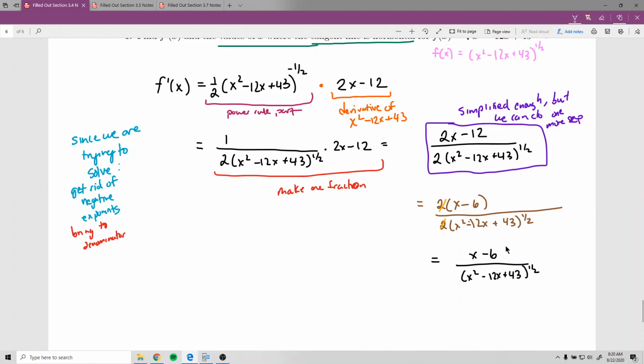And I'll tell you right now, this cannot be simplified anymore. You cannot do anything about the square root for simplifying. Even if the inside was to factor, the square root really makes it hard to do anything with it. And the top x minus 6 is simplified. There's nothing to factor out there.